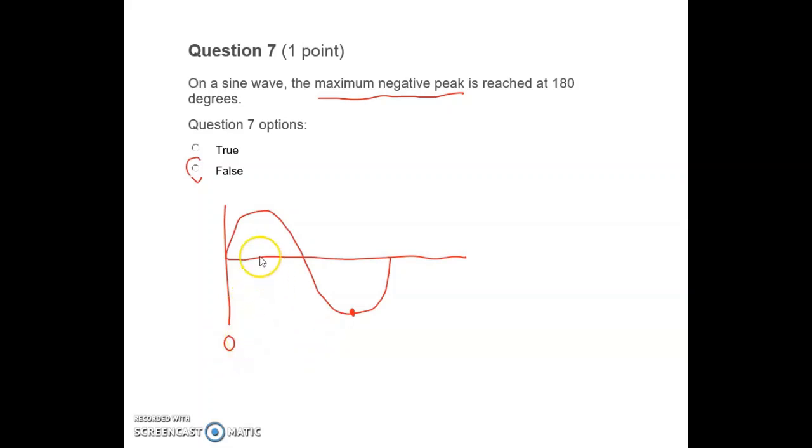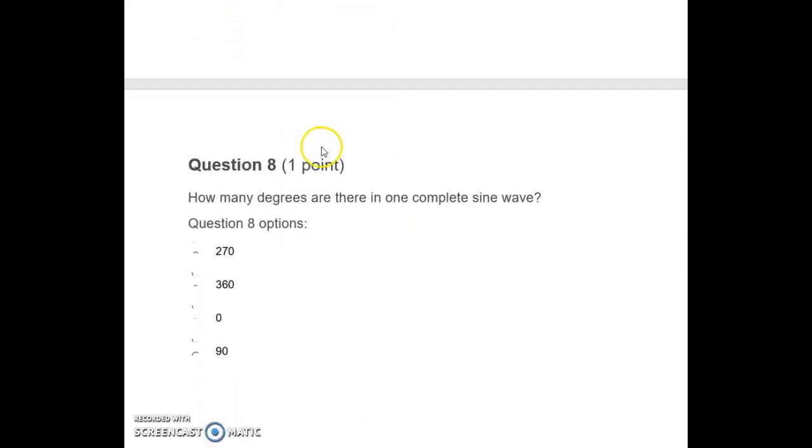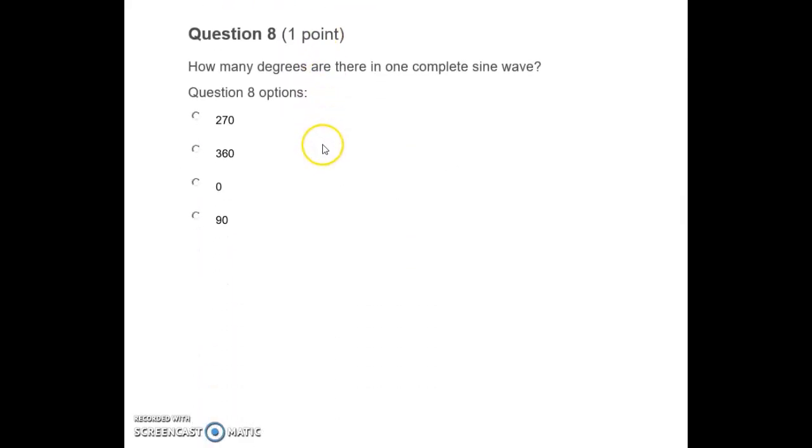So this is 0 degrees. This is 90 degrees. This point here is 180 degrees. This is 270 degrees. And this point here is 360 degrees. So the correct answer is 270 degrees. So this statement is false. We saw this sort of in the last question.